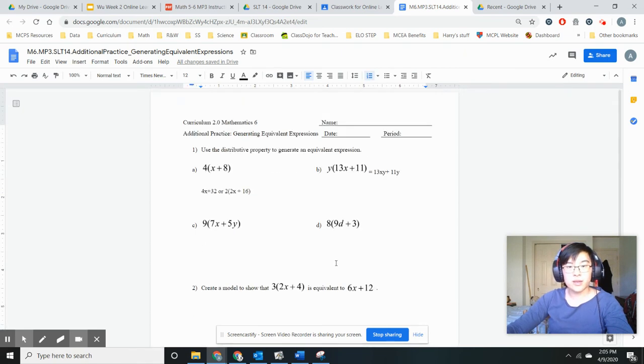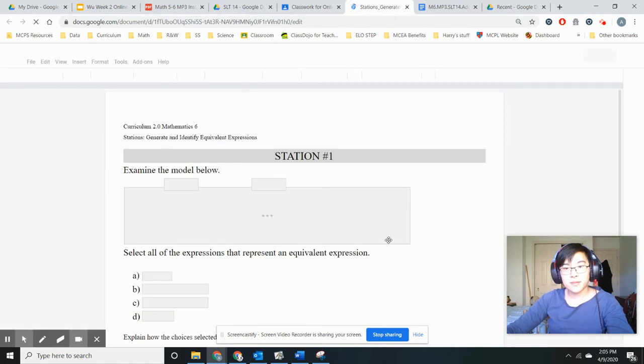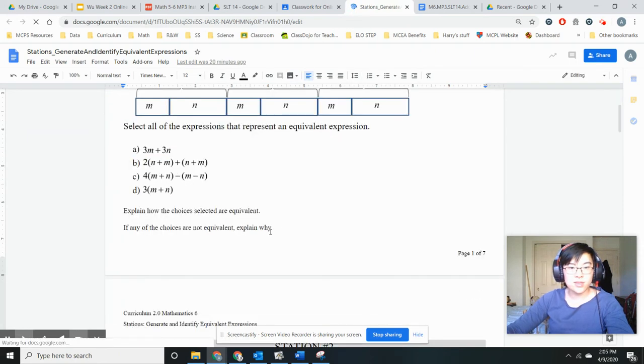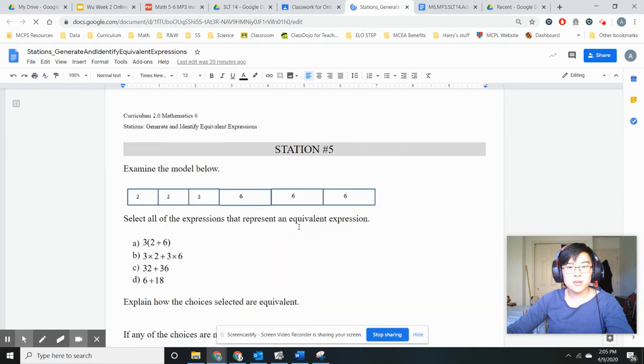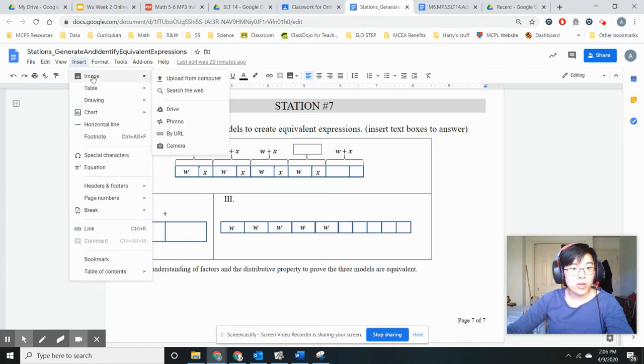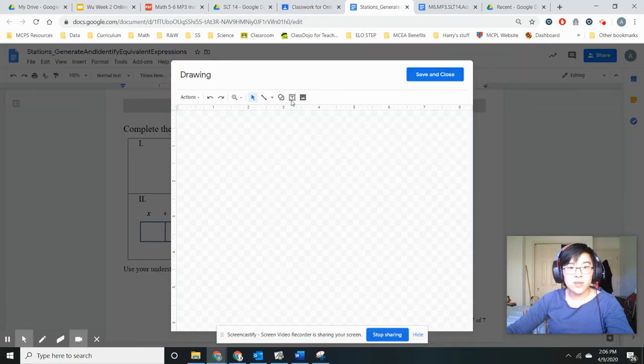All right. In terms of this one, you have your model, and you have to answer these. There are 7 questions, or 7 groups of questions. This one's probably the trickiest one. It says insert text boxes to answer. All you have to do is insert, or you can insert drawings. Okay, insert drawing, new drawing. So you can insert a text box like that.